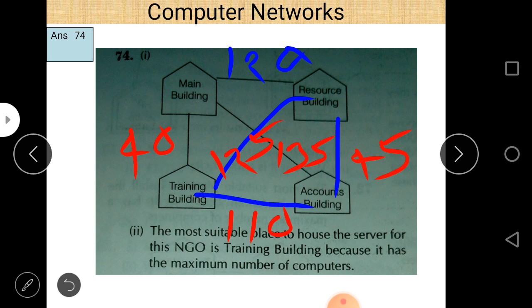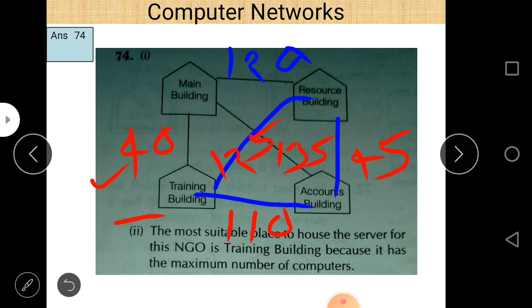Because in our mind, always keep in mind which building is used for the server house. So always try to connect these buildings directly to the server house. Here we try to connect directly the training building to each and every type of building. Now you can see that the training building and main building distance is 40 meter, and this is the smallest distance. So here, without any hesitation or doubt, we can directly connect the training building to the main building.